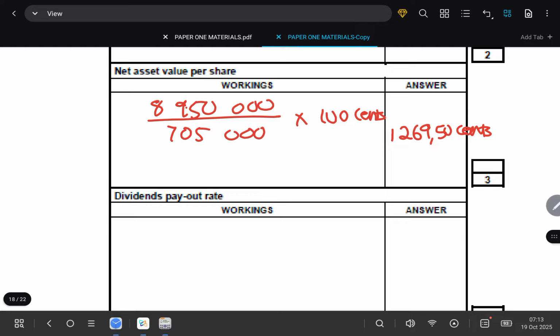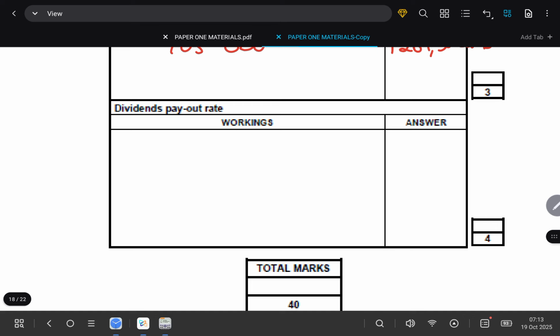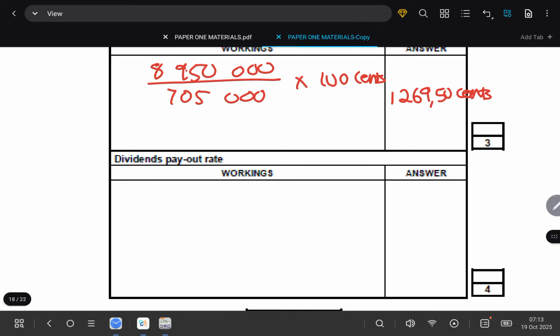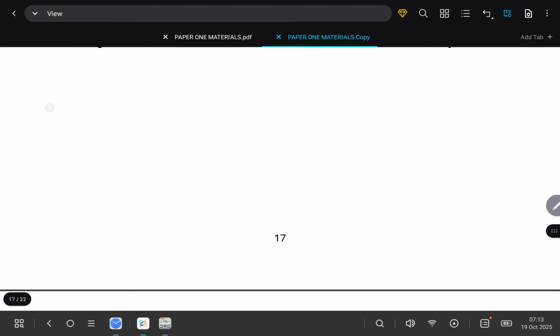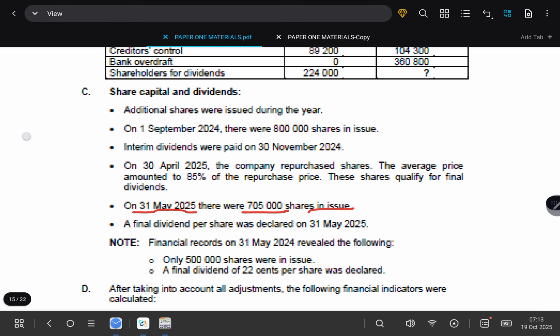So this one, you can only calculate it once you have worked on the information at the top to find out about the dividends. But I think we can try to check what we have, because remember, in terms of dividend payout rate, you need to know the earnings per share, and that requires information about the shares. Since we know the shares at the end, we can do it easily.